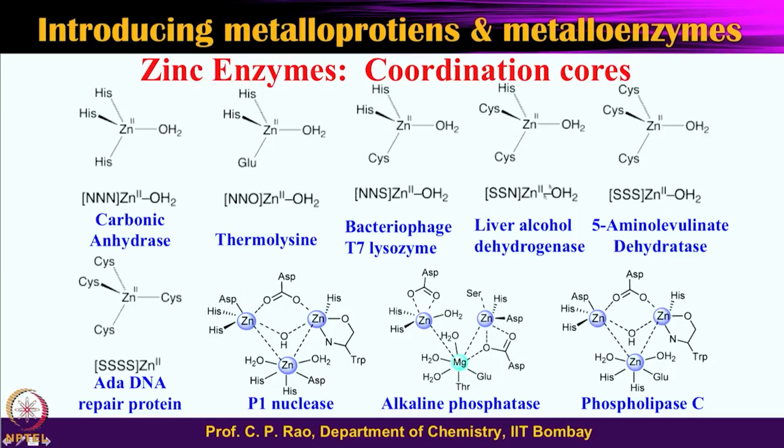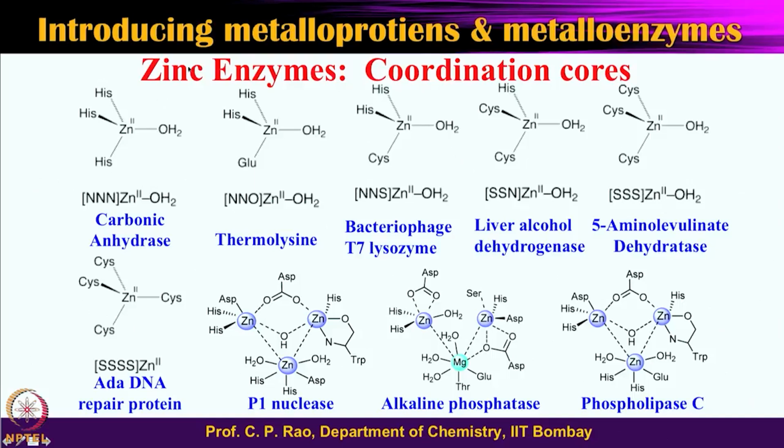For example, liver alcohol dehydrogenase has got 2 zinc centers. One zinc center has got 2 cysteines, 1 histidine, 1 water. The other zinc center has got all 4 cysteines. This is also found in the DNA repair protein. So, here also you have 2 zinc centers, one zinc center is catalytic, having 2 cysteines, 1 histidine, 1 water. The other zinc has got all 4 cysteines and that is the structural nature. So, you can have the zinc enzymes, monozinc, dizinc or trizinc, etc.